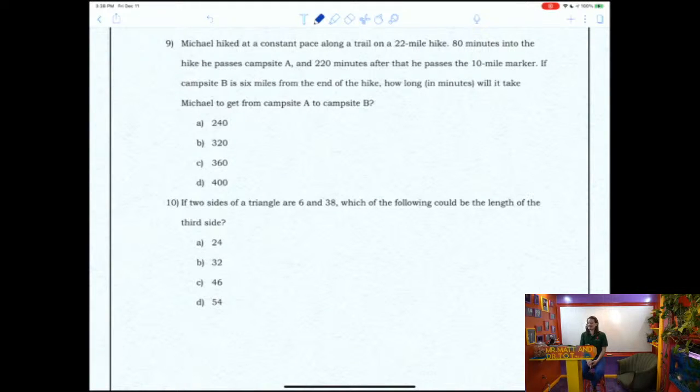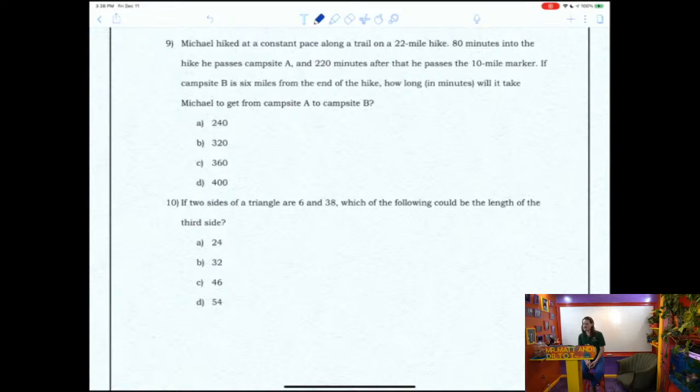Question number 9 asks, Michael hiked at a constant pace along a trail on a 22-mile hike. 80 minutes into the hike, he passes campsite A, and 220 minutes after that, he passes the 10-mile marker. If campsite B is 6 miles from the end of the hike, how long in minutes will it take Michael to get from campsite A to campsite B?